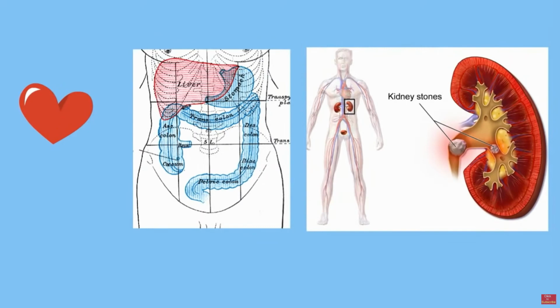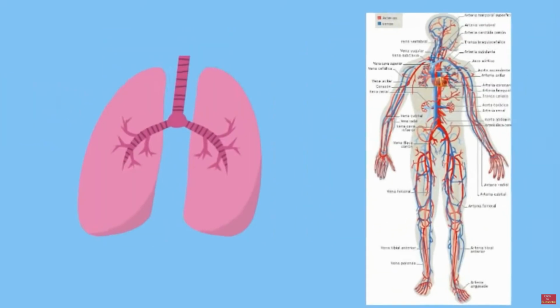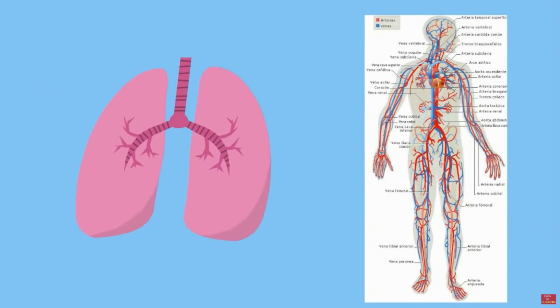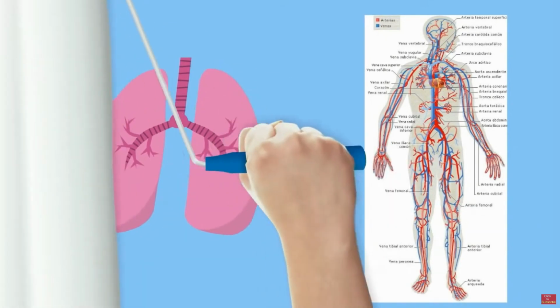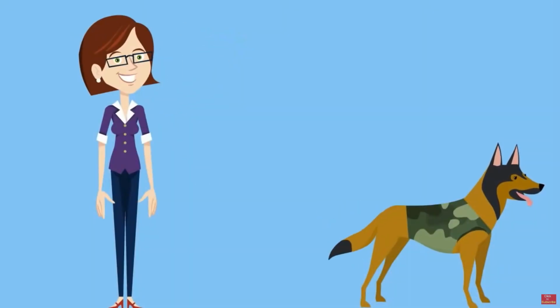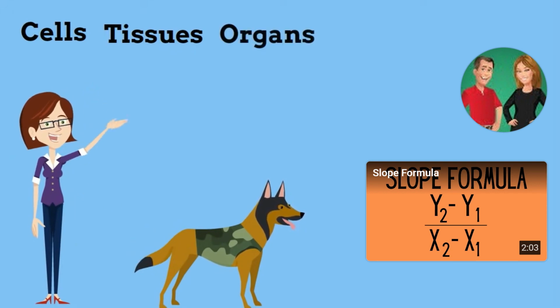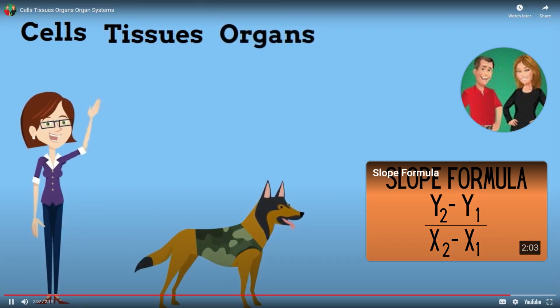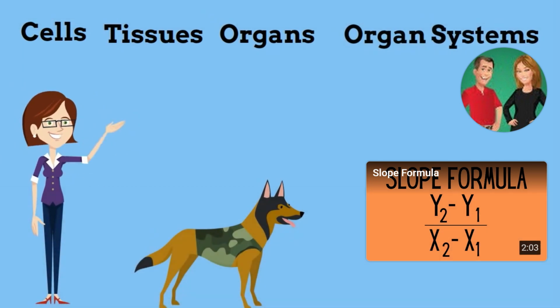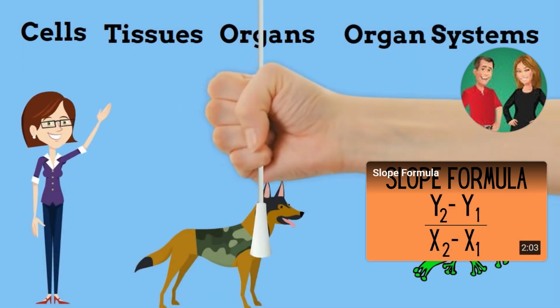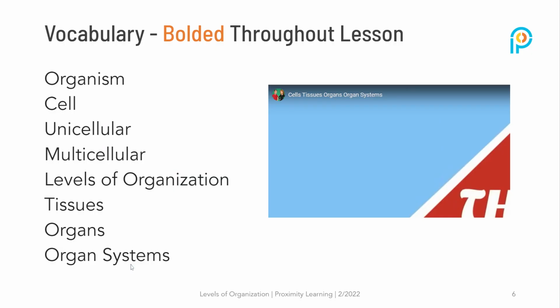The organs work together to create organ systems. Some common examples include the respiratory system or the cardiac system. The organ systems then work together to create an organism. In summary, many multicellular organisms have cells that create tissues. Tissues create organs. Organs create organ systems, and organ systems create organisms. Thanks for watching Moo Math and Science.